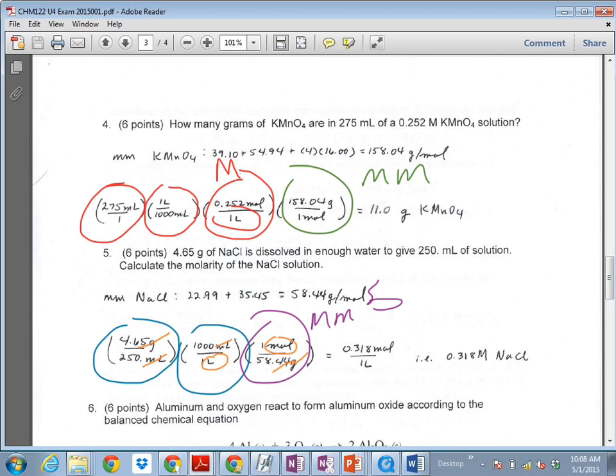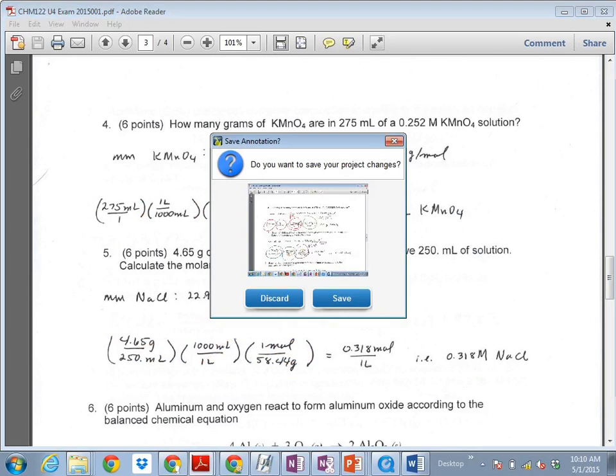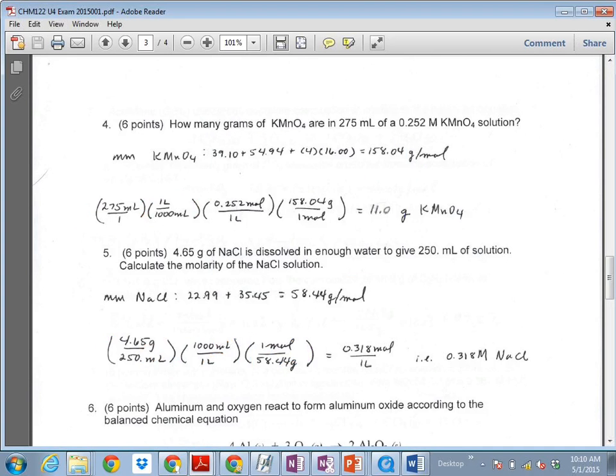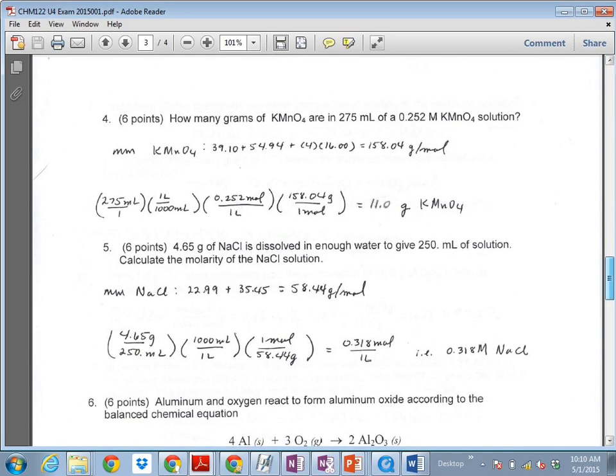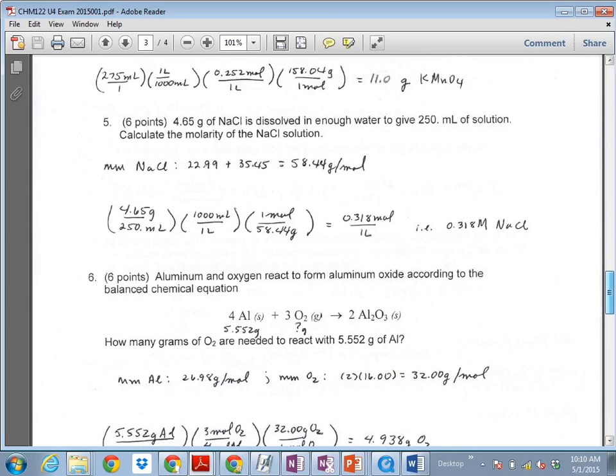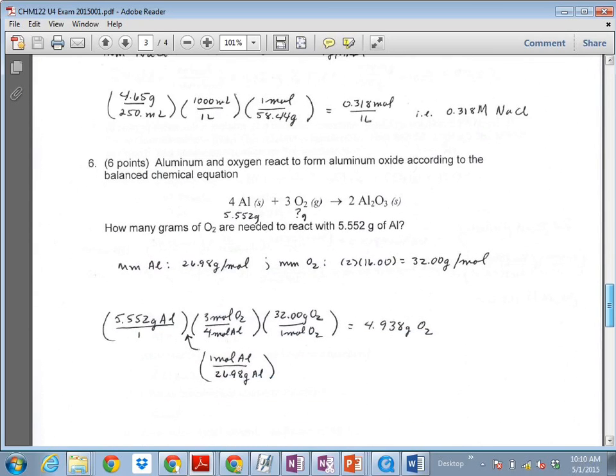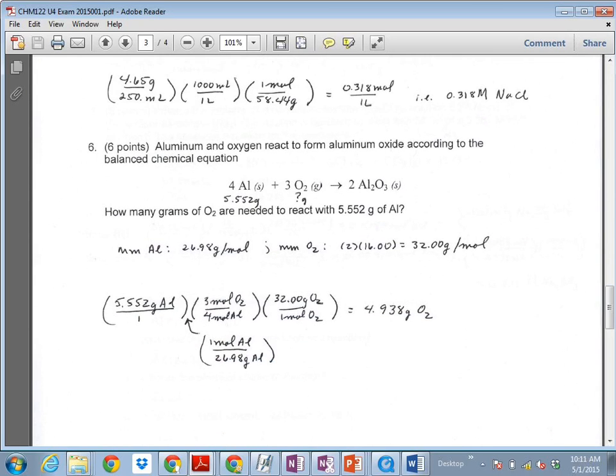So question number 6 was a stoichiometric calculation. We're given that balanced chemical equation. Notice I put under the aluminum what we knew. We know there's 5.552 grams of aluminum. We need to get to grams of oxygen. So we'll need the molar mass of aluminum, and the molar mass of oxygen.